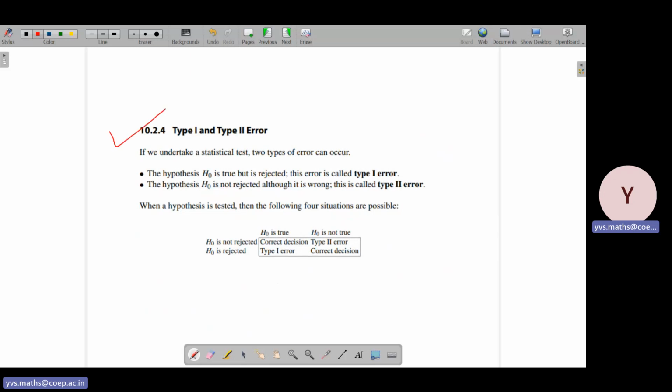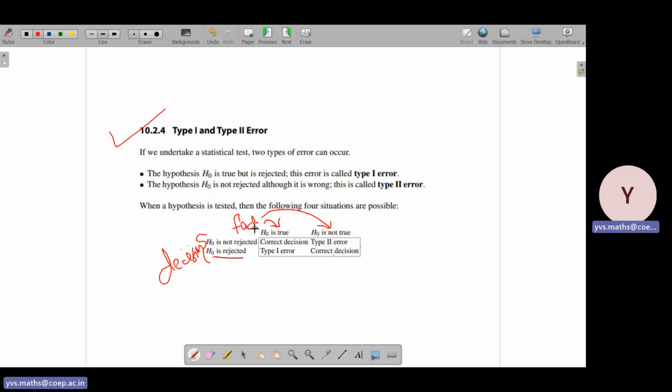The next definitions are very important in this context of testing of hypothesis. So if we undertake statistical tests, then two types of errors can occur. The first is called type 1 error and the other one is called type 2 error. So now let's see what is type 1 error. Now this is your fact. So what is your fact? Fact is that H0 is true or H0 may not be true. And what decision are you making? So your decision might be that H0 is not rejected, or the other possible decision is H0 is rejected.